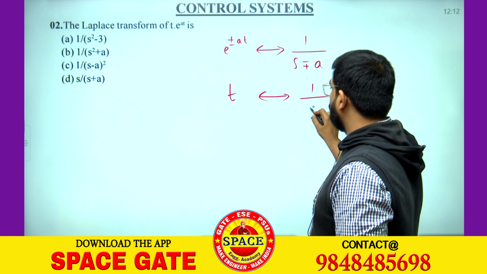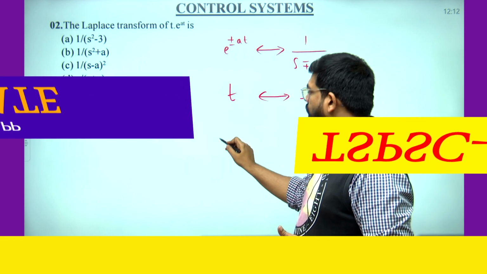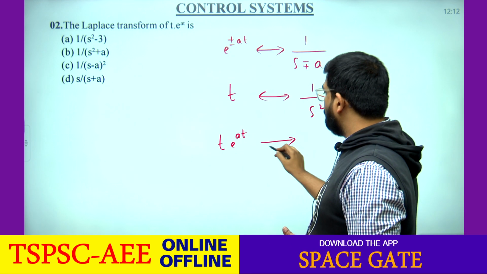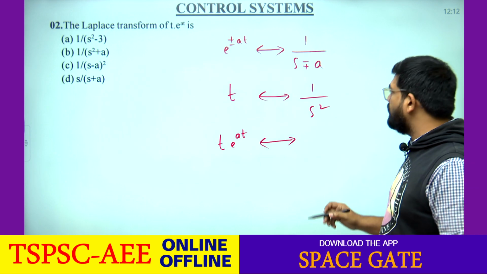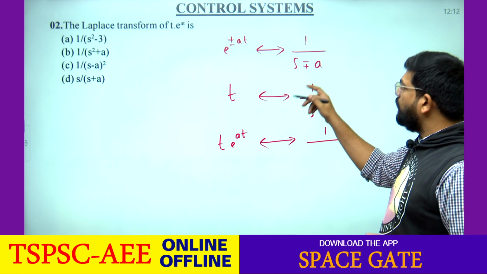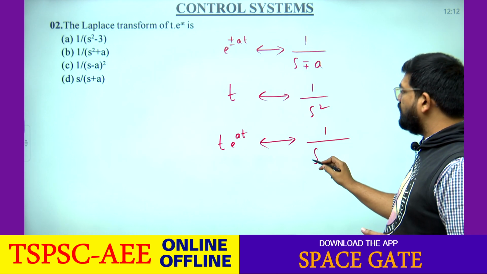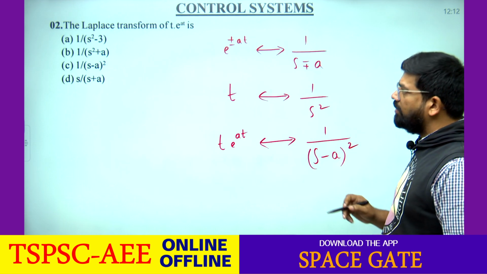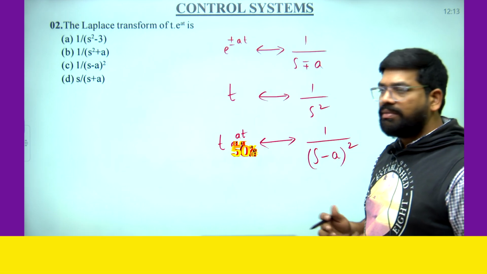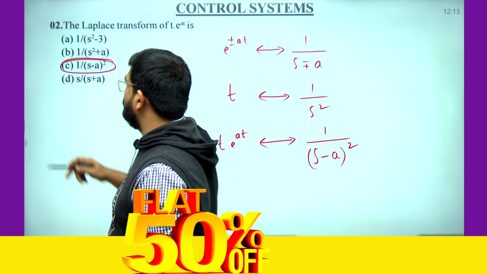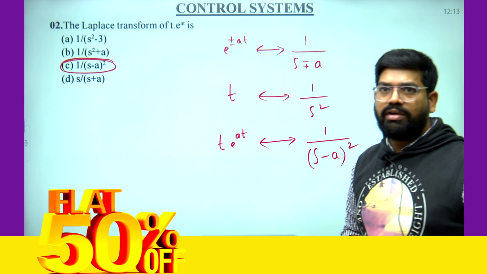1 by s square. Now, we need to combine both. What is the question here? t e power at only. t e power at means what will be the result here? 1 by t means 1 by s square, but e power at means s replaced by s minus a, so we get 1 by s minus a whole square. This must be the correct option for the given function.